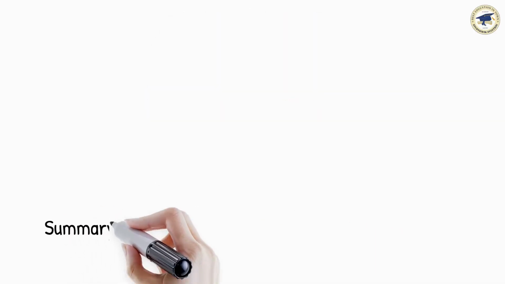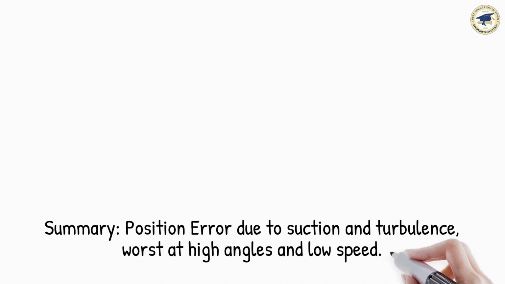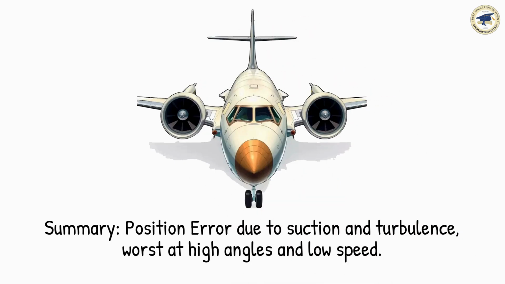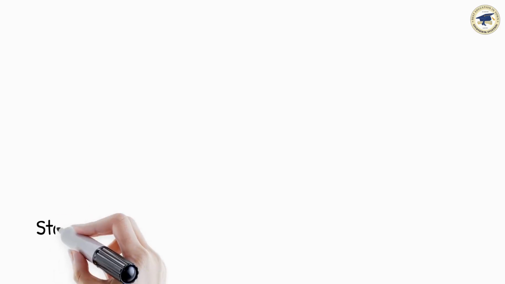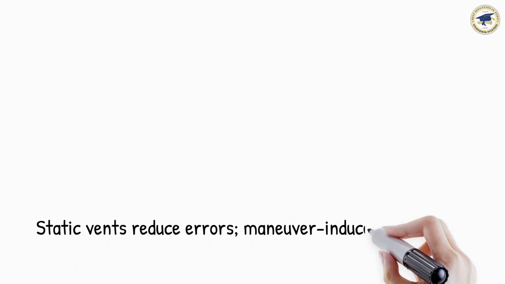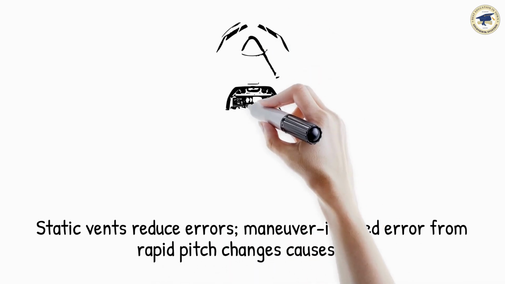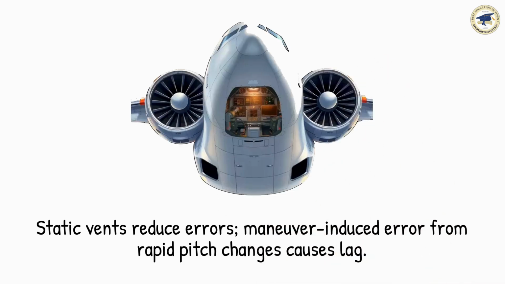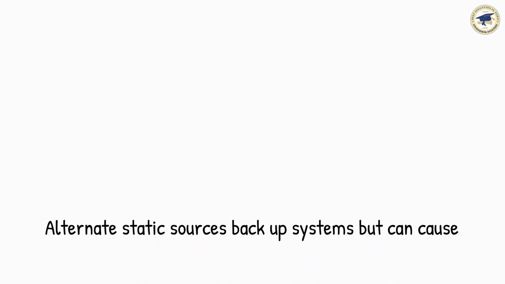Let's summarize this lesson. Position error is caused by suction and turbulence near the pressure heads. It is worst at high angles of attack and low speed. Static vents reduce this error. They are usually fitted on both sides of the fuselage and interconnected. Maneuver-induced error is caused by rapid pitch changes, leading to lag in instrument readings. Alternate static sources provide backup, but may cause altimeters and ASIs to overread slightly.